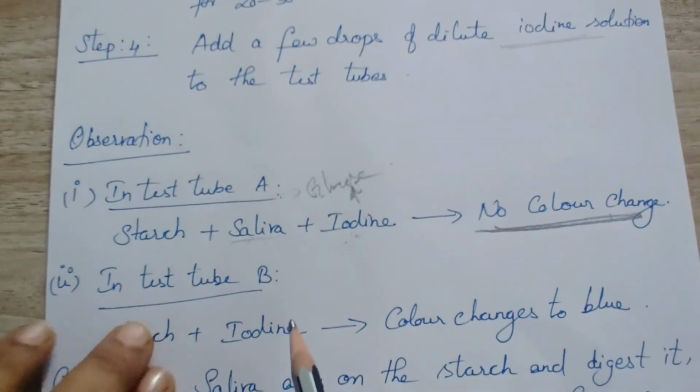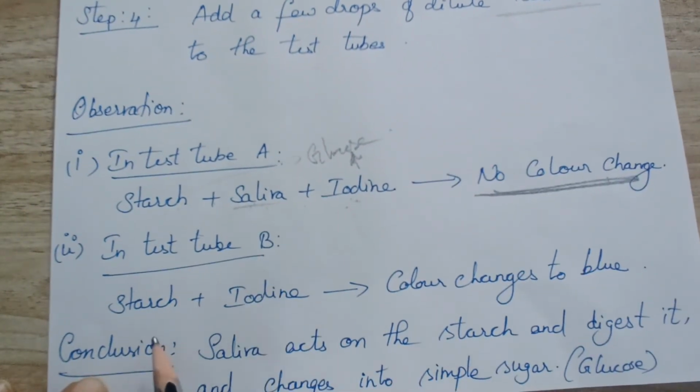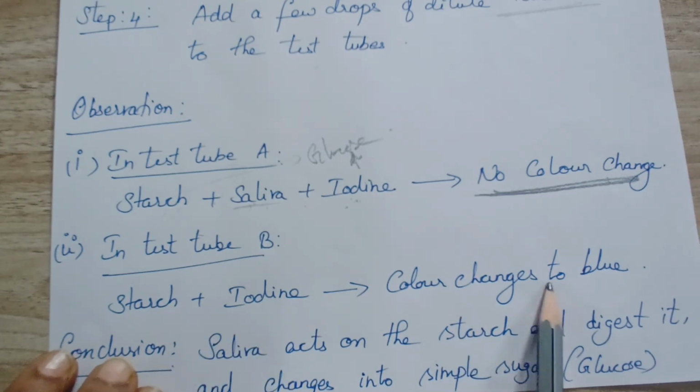Okay, in the case of test tube B, only starch solution is there plus iodine. If you put iodine, because of the starch, the color changes to blue black, that is a purple based color, right. Simply we'll write it changes to blue color. Okay, starch plus iodine, so iodine reacts on the starch and changes into blue color.